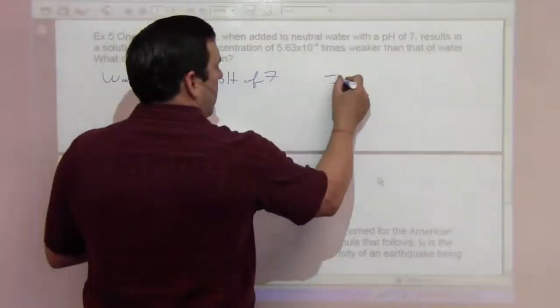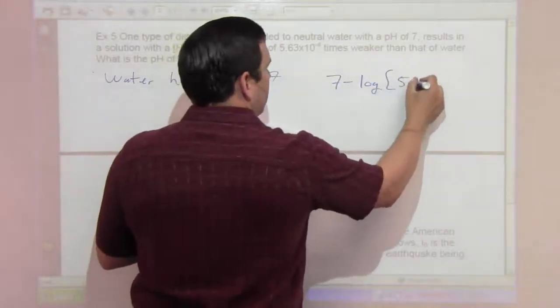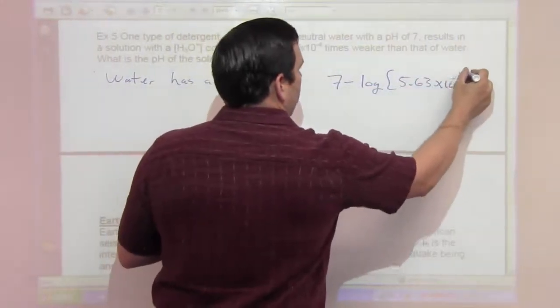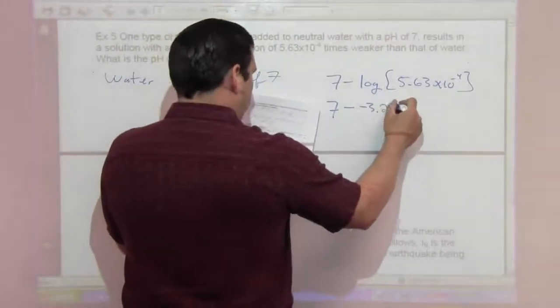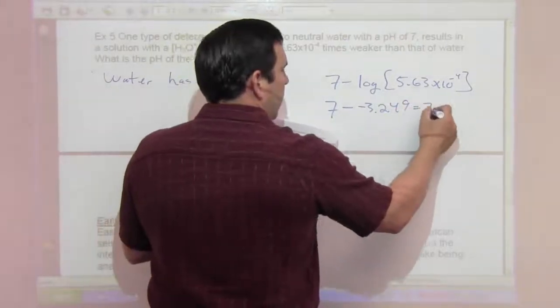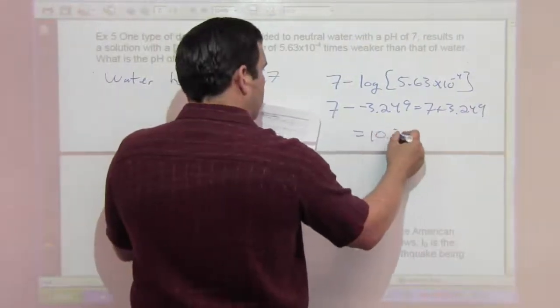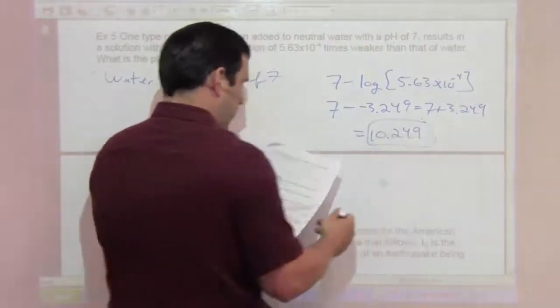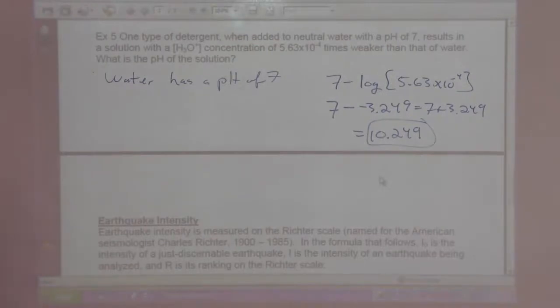So we'll do 7 minus the common log of our 5.63 times 10 to the negative 4th power. That's going to be 7 minus negative 3.249, which becomes 7 plus 3.249, which is 10.249. We're going to go on to the next page.